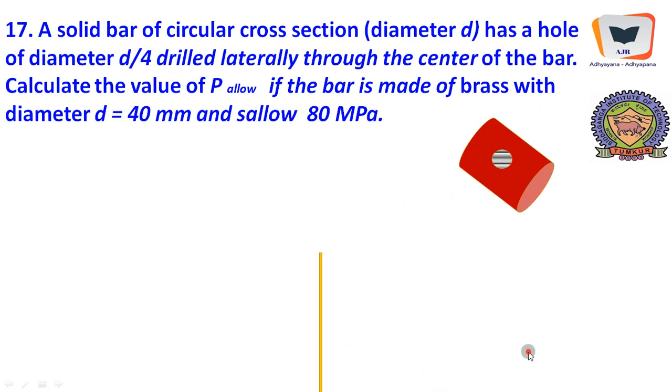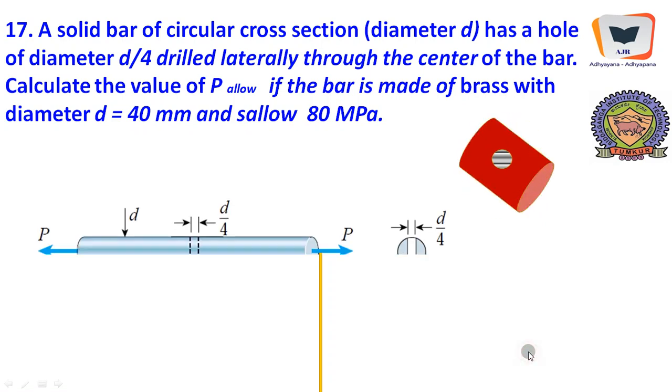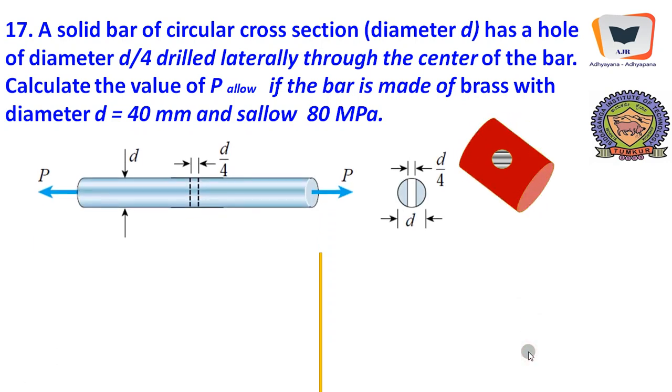Now a solid bar of circular cross section diameter d has a hole of diameter d by 4 drilled. So if this is the diameter, there is a hole that is being drilled in this particular component, and the diameter of that particular hole happens to be d by 4, that is 1/4 of the main diameter, and laterally through the center of the bar.